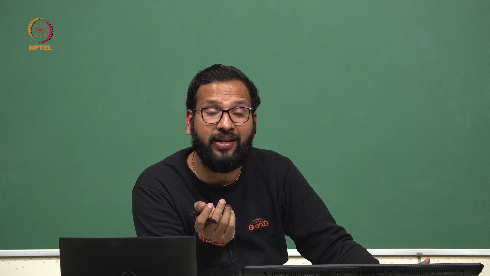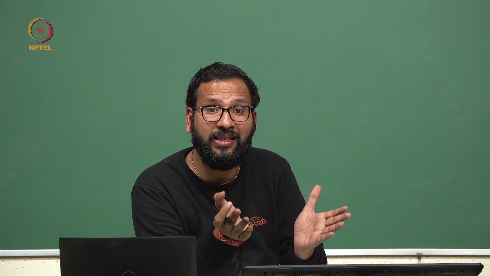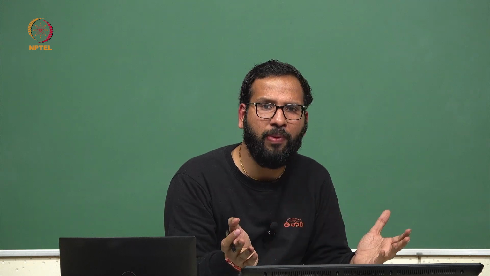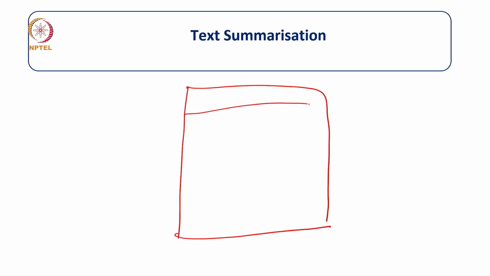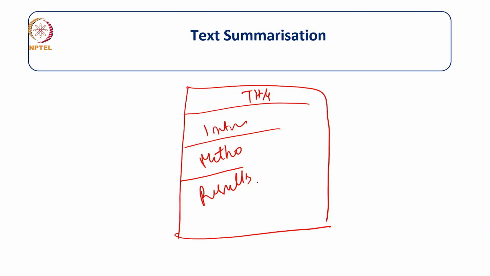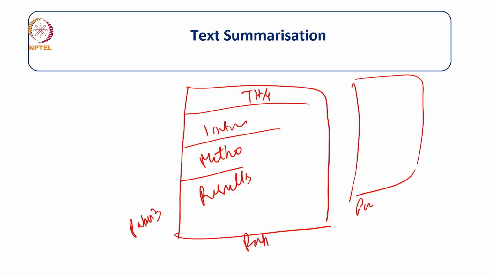Then lastly we have another text mining technique, which is text summarization. Say, for example, we have long papers. In this paper we have the title, then introduction, methodology, and results, and we have different such papers: paper 1, paper 2, paper 3. Now we want to summarize them. In text summarization, we summarize the content.